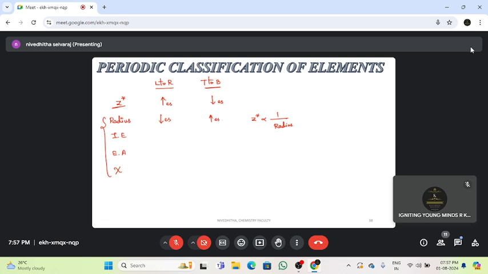That's it. Next, in radius, you would have studied covalent radius, van der Waals radius, metallic radius, and all that. And you would have studied the radius of isoelectronic species also. So we'll be discussing questions related to all those radii. Fine. Next, we'll move on to ionization energy. What is ionization energy?